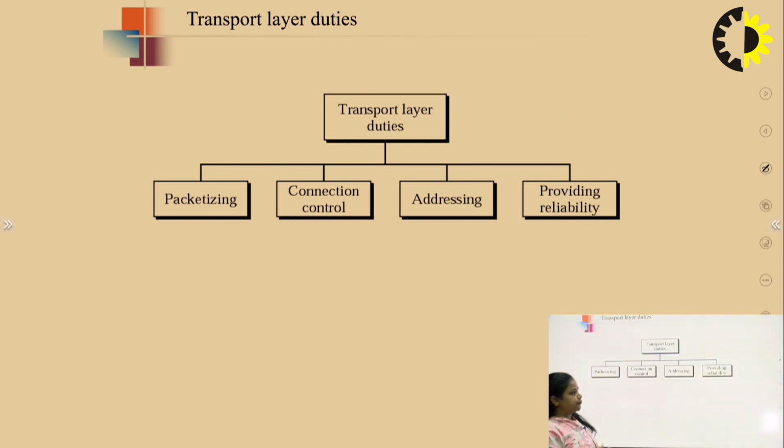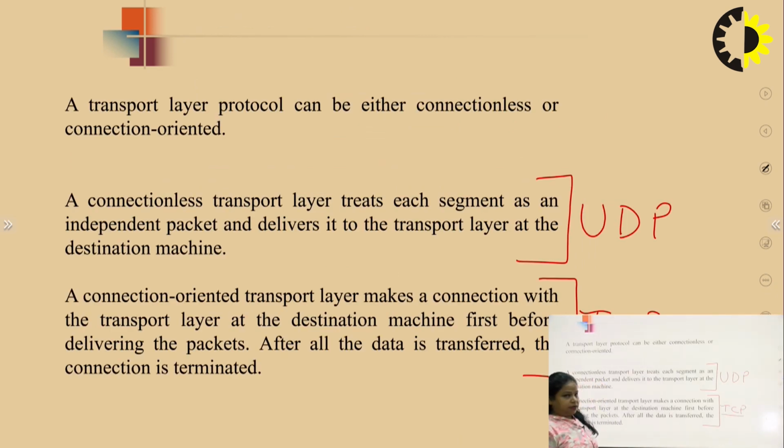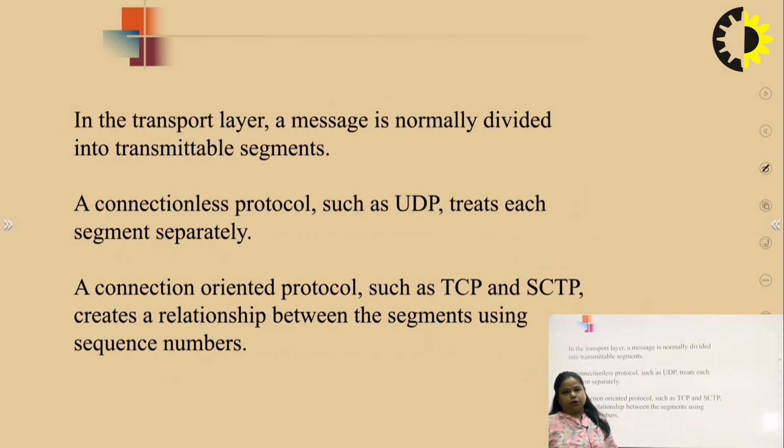So these are the four responsibilities of the transport layer. Whenever it is asked what the duties and responsibilities of the transport layer are, these are the four main duties. Then the transport layer provides two types of connections, connectionless and connection oriented, fine. Messages of larger size are divided into transmissible segments.